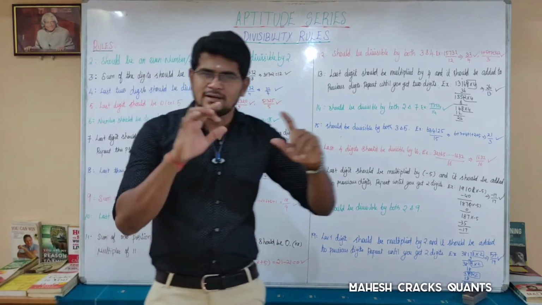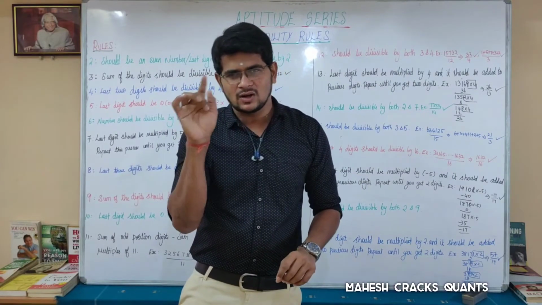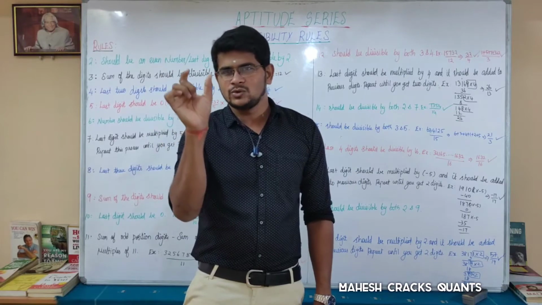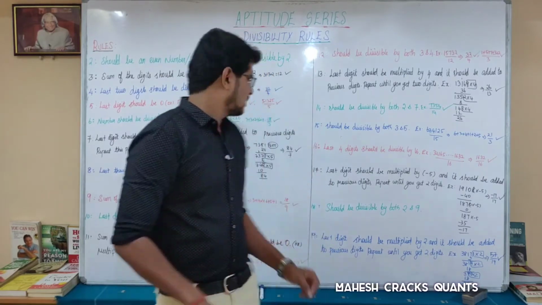Listen, if there is a number, in that number there is a last digit, right? That last digit should be multiplied by 5. You will get a value. That value should be added to the previous digits. So listen here.